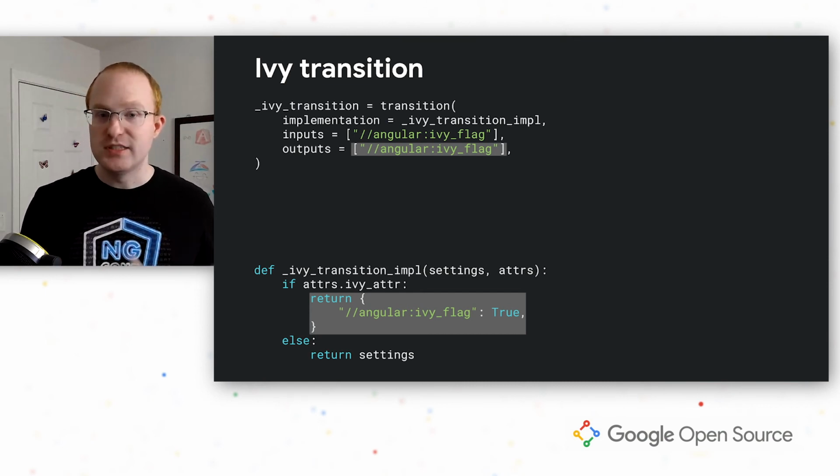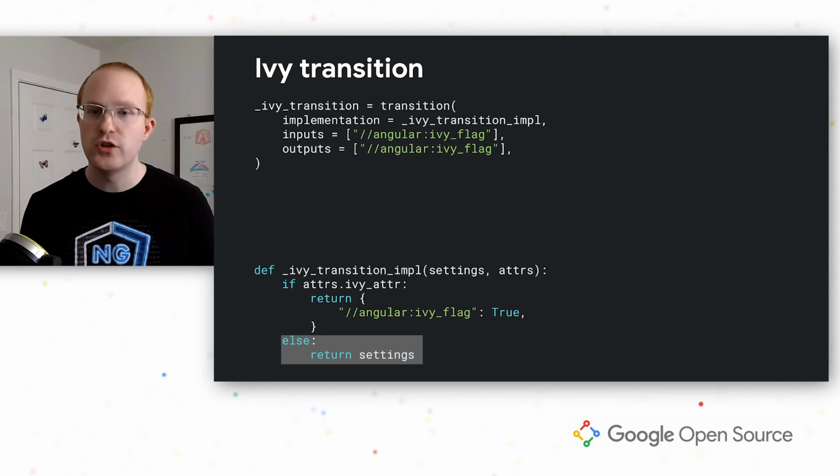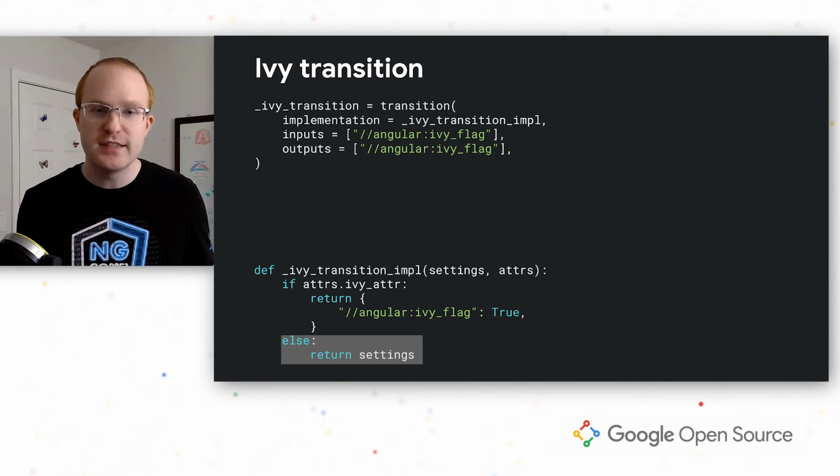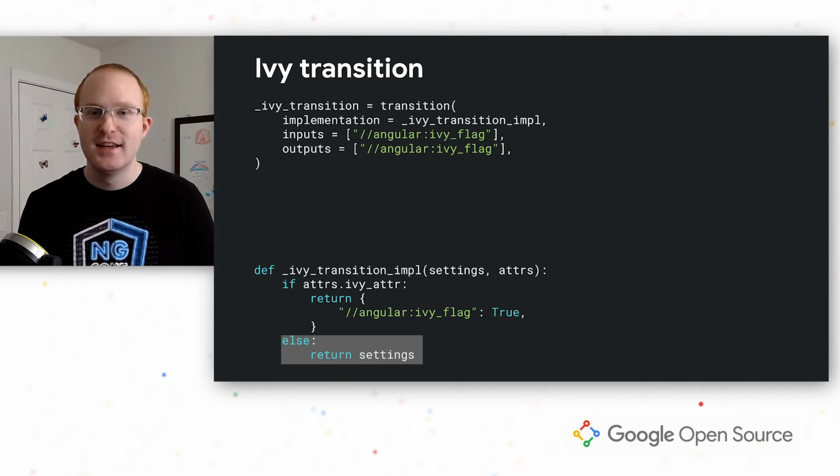Now, if the ivy attribute is not set, we simply pass through or propagate the input configuration with no changes. This is essentially saying, just use the same configuration as my parent, I don't want to change anything. So transition logic is actually really simple, and all it does is read flag values and return new values. This whole talk is on transitions, and yet the actual code fits on one slide.